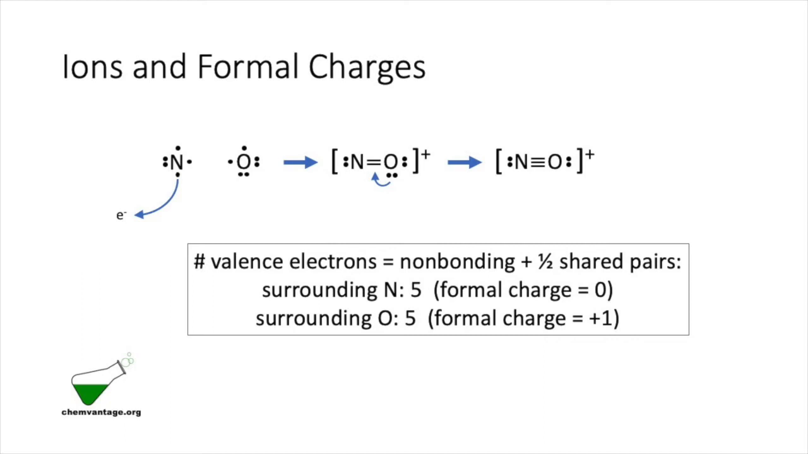To determine the formal charge on each atom, we count each non-bonding electron plus half of each bonding electron pair. This gives 5 for nitrogen, which is the normal number of valence electrons in the free atom. But oxygen has 5 also, which is 1 fewer than the free atom, so its formal charge is +1.